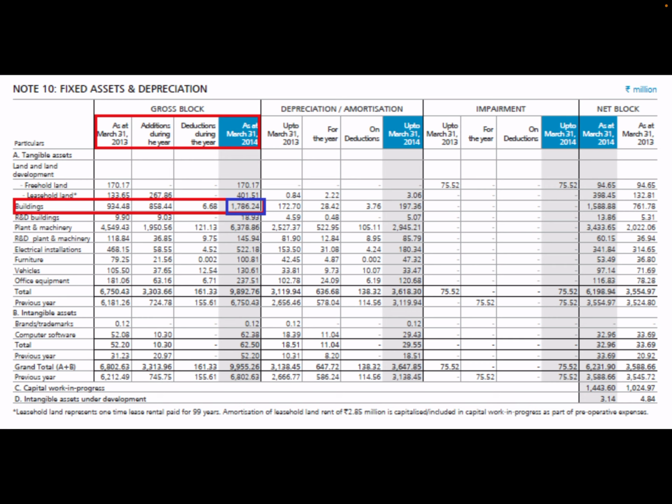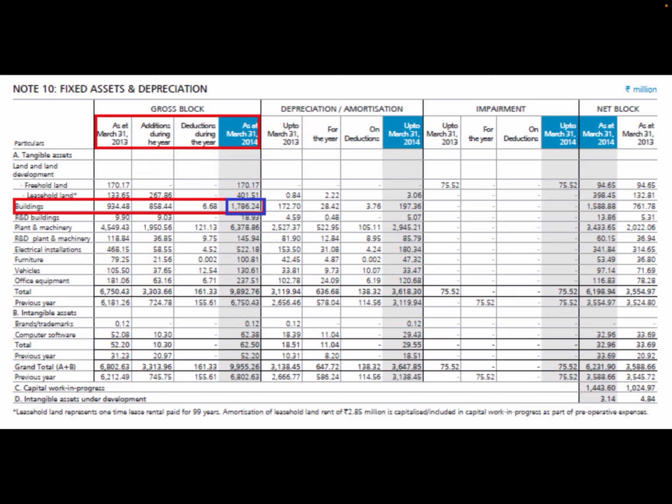Further, they also wound up 0.668 crores worth of building. This amount is classified as deductions during the year. Hence, the current year value of the building would be the previous year's value of building plus additions during this year minus deductions during the year.